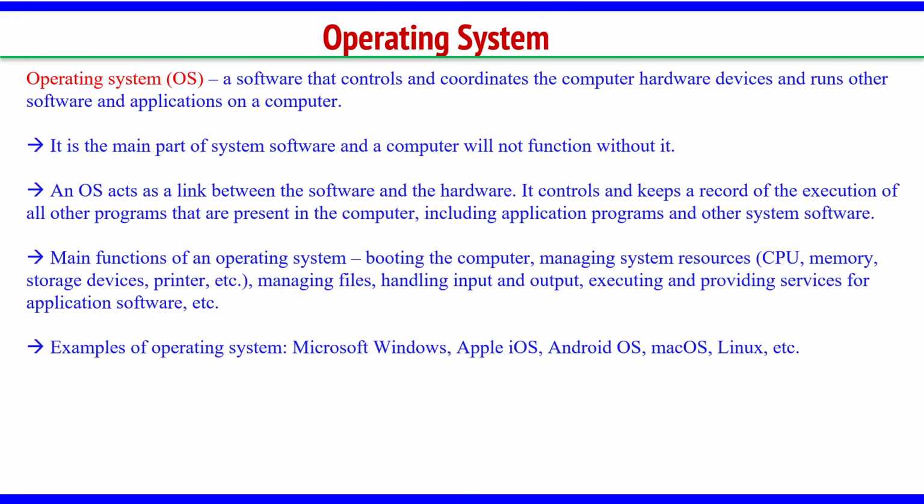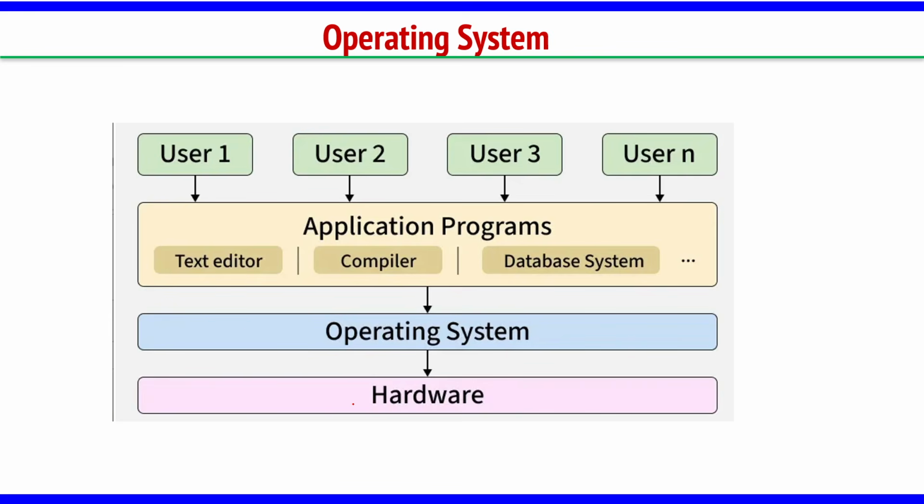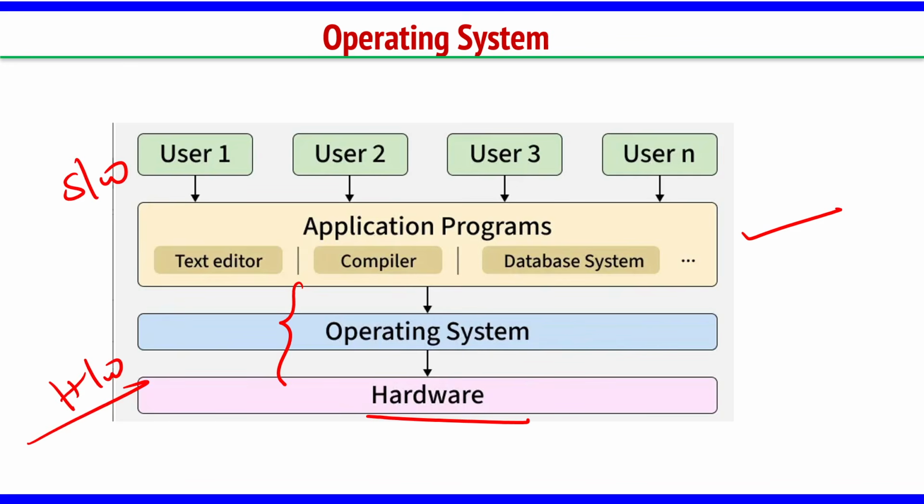You may refer to many other videos of coaching centers. So we understood what an operating system is. Let's understand this. See, hardware is here, and there are application programs and users like us. The operating system acts as a link between the application programs and the hardware, basically the software and the hardware part.